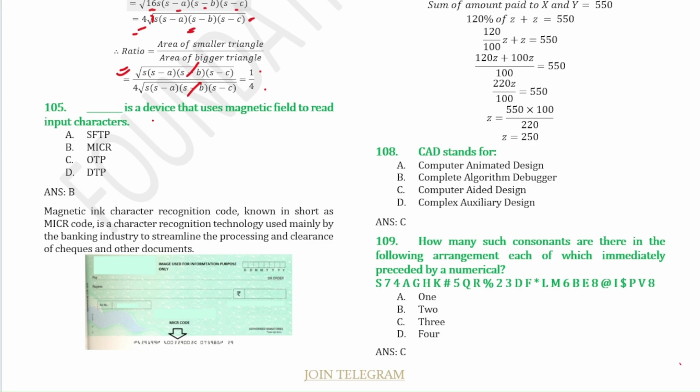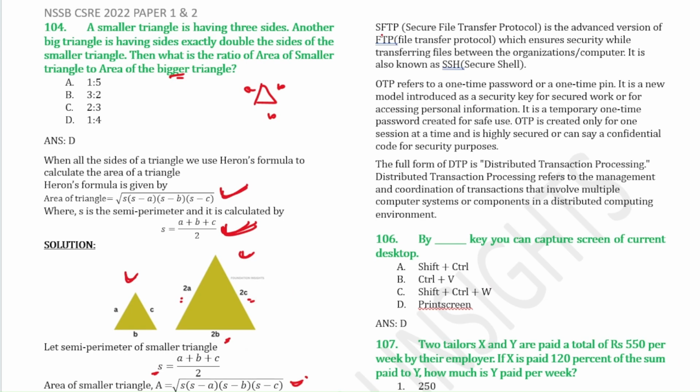Next question, dash is a device that uses magnetic field to read input characters. So that is MICR, okay? So you have to know the full form of MICR, that is magnetic ink character recognition. So if you see this part, okay, this is the MICR code, and then this code is mainly used by banking industry, okay, to streamline the processing and clearance of checks and other documents. So you have to know the full form of MICR. So you can go through this also.